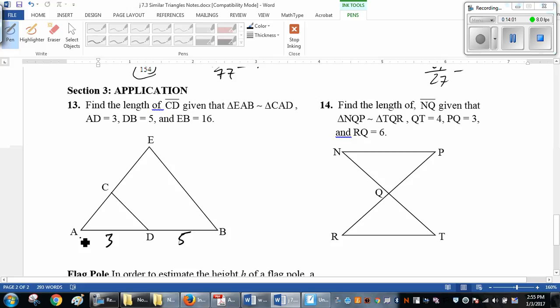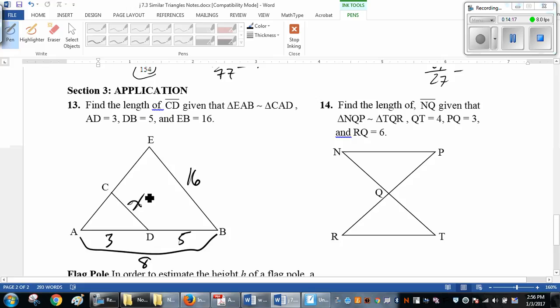So let's go ahead and do this right away. That big triangle here, that whole side is 8. Okay, make sure you're using whole side lengths. EB is 16. All right, we want the length of CD. Let's call that X.